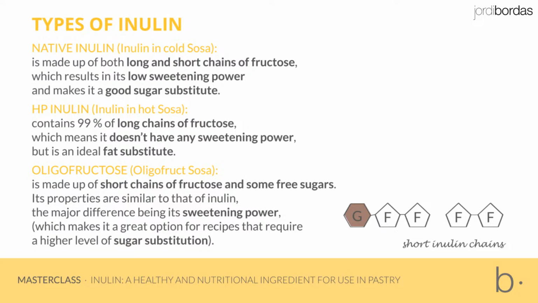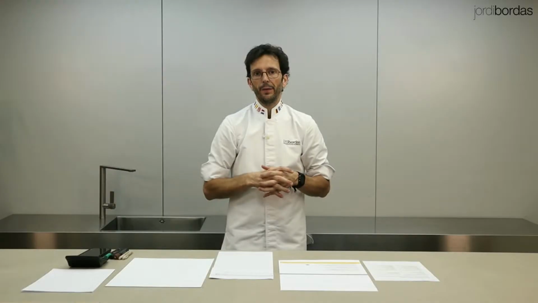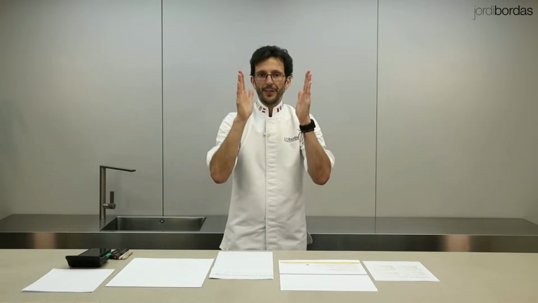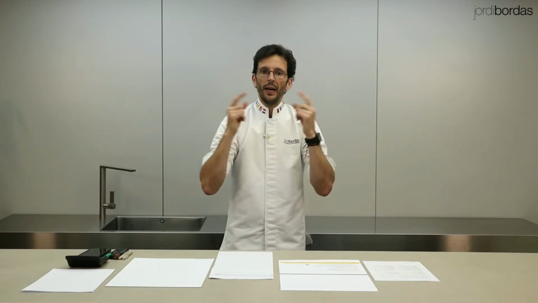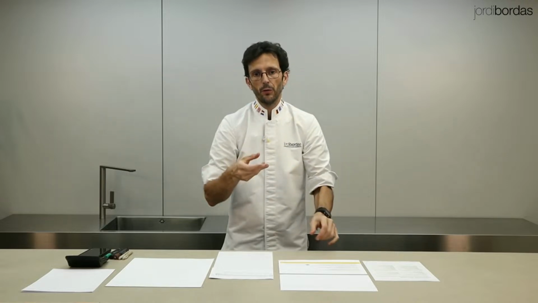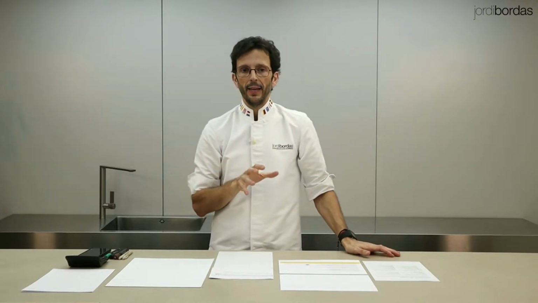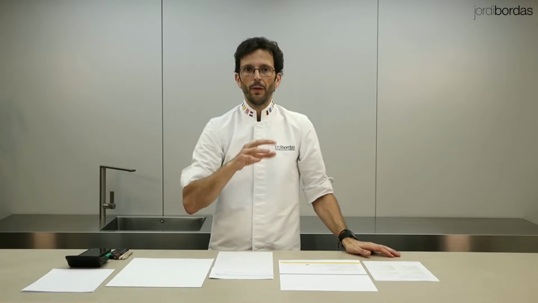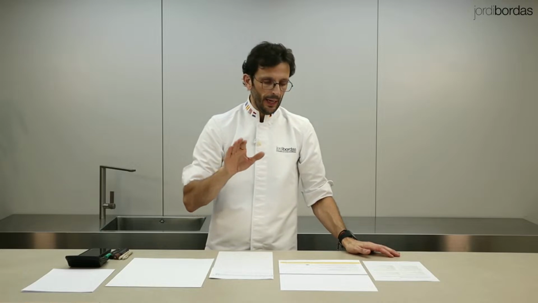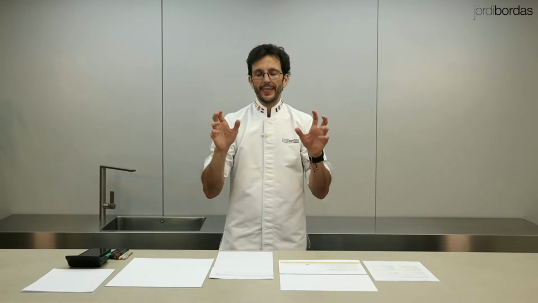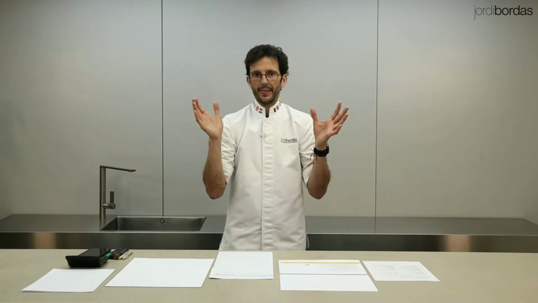That they can have like 4, 5, 2, 3, maximum 10 different molecules in the chains that we can find in the oligofructose. And because they are short chains, and because we have many particles of sugar, they are free, oligofructose is more sweet. In general, in oligofructose, we have around 15 to 20% of free sugars inside of the product. In native inulin, we have maximum, in general, around 10% of free sugars. That means that mainly it is fiber inside of the product.